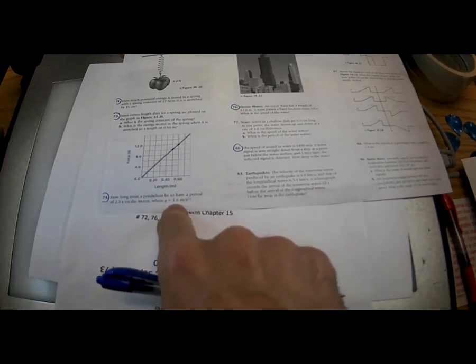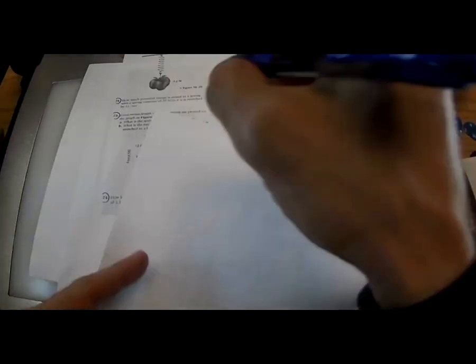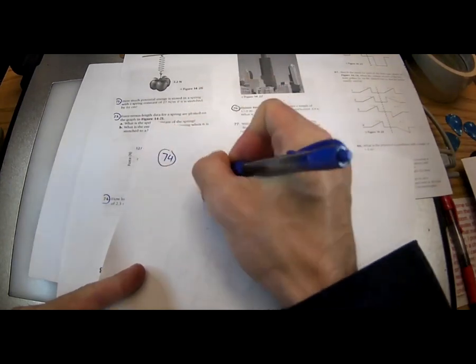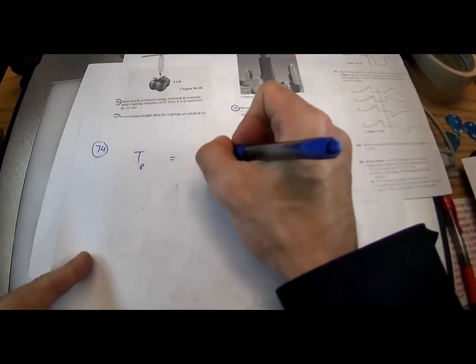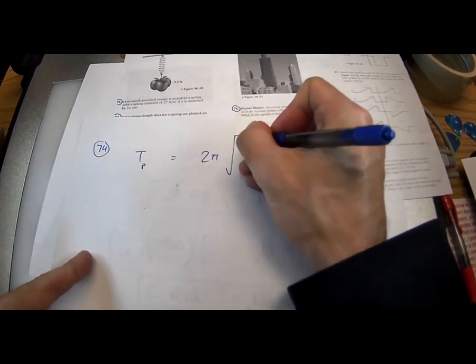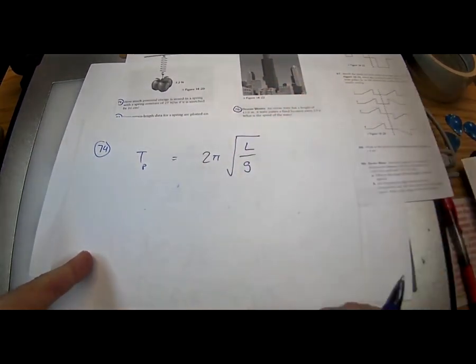Now they're doing an interesting twist here. We're taking this to the moon, but you know it's going to be something to do with that time period of a pendulum formula. Time period of a pendulum is 2 pi times the square root of the length of the pendulum divided by the gravity field. Okay. That was the answer to your last lab.